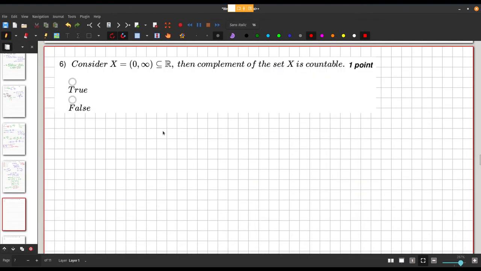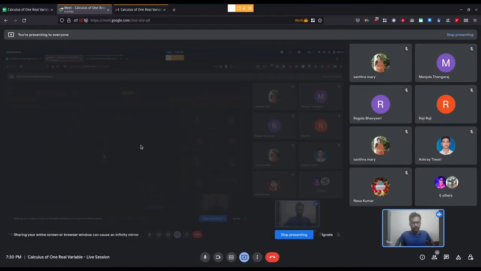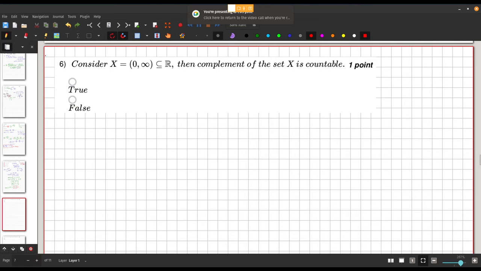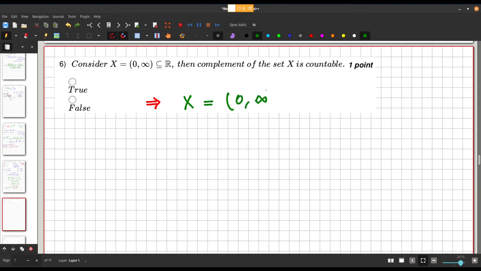So does anyone have any questions? Okay, great. Let us go to the next problem then. So this problem is asking us to consider a set X which is 0 to infinity, which is a subset of the real numbers, and then we have to find and comment on whether the complement of X is countable or not.